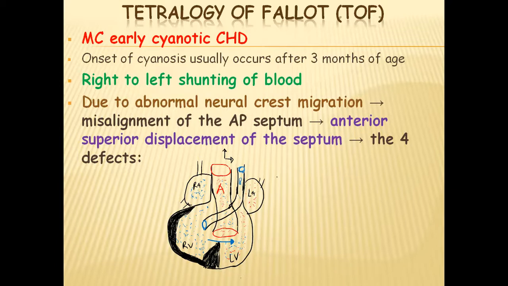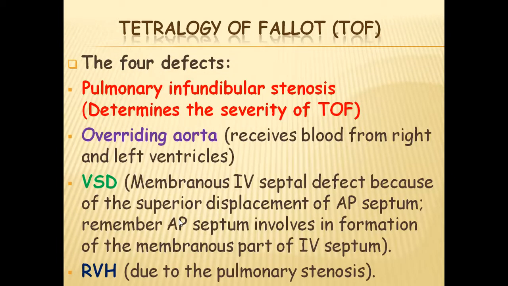So what are the 4 things that we want to see from this defect? Number 1, we want to have our pulmonary infundibulum stenosis. Number 2, we can see here we have the overriding of the aorta. Number 3, we have the ventricular septal defect. And lastly, we have the right ventricular what? Hypertrophy.